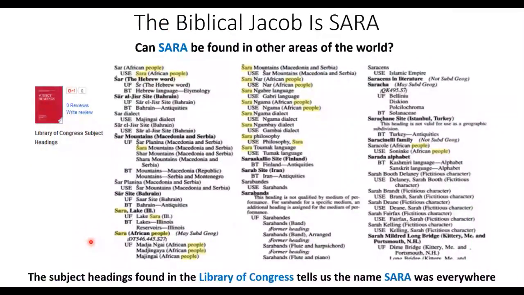The name Israel covers the name SARA, and you lose it in history. But Congress still has this information. This is a book you can go and find, and it's literally telling you SARA all the way up to Lake Illinois, SARA all the way up to Finland. So we have to start thinking, was SARA the ruler of a paradigm?